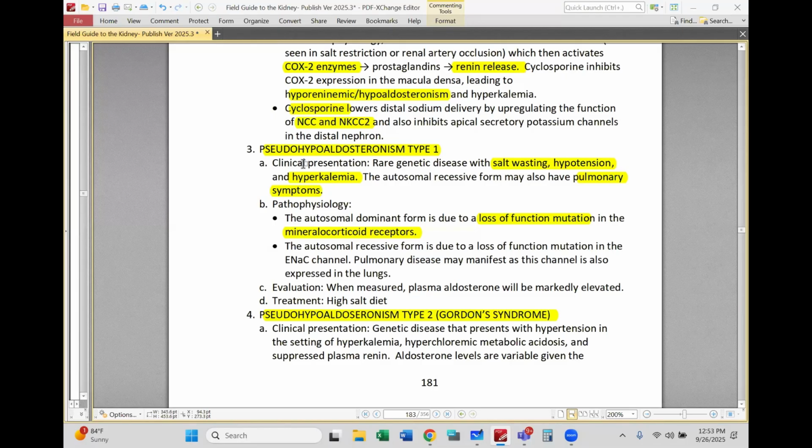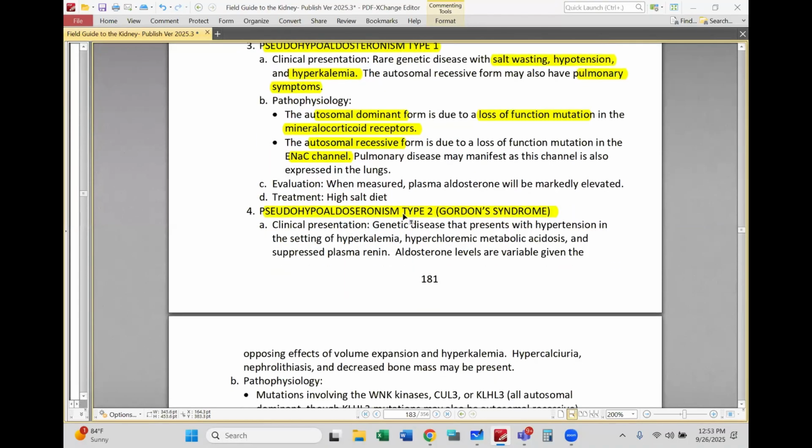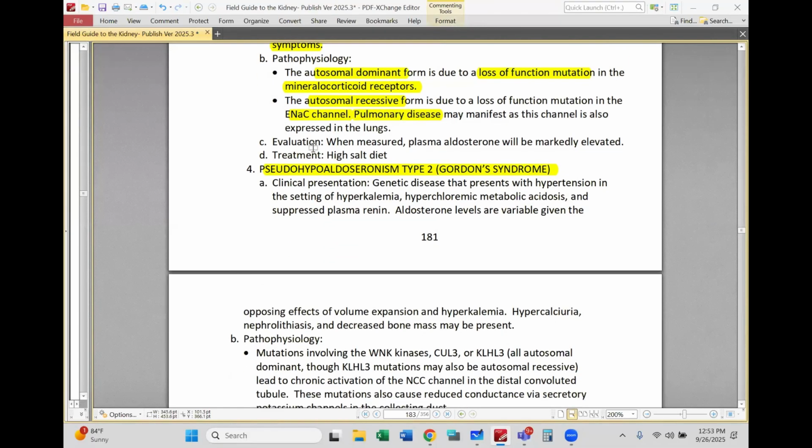Okay. There's autosomal dominant and recessive forms, one of which is an ENaC channel defect. The other is a mineralocorticoid defect. And you can see that the pulmonary phenotype is more common with the ENaC defect. Okay. Aldo will be predictably high. You'll treat these patients with lots of salt.